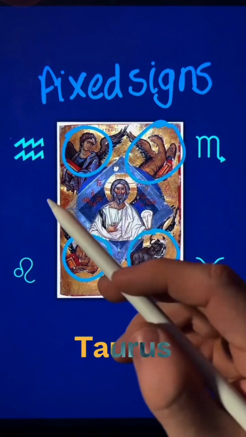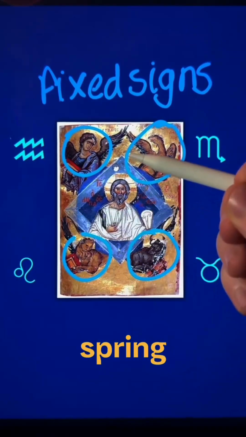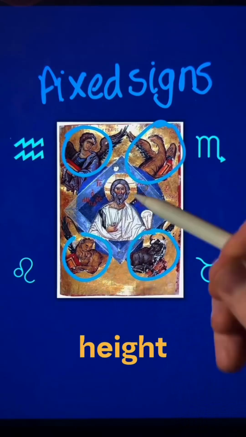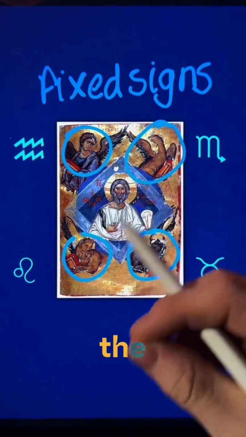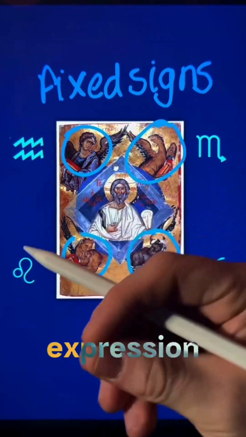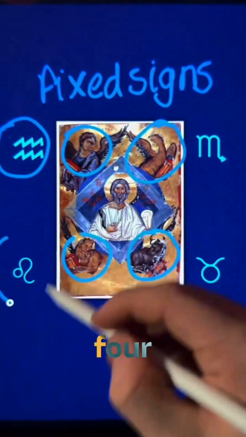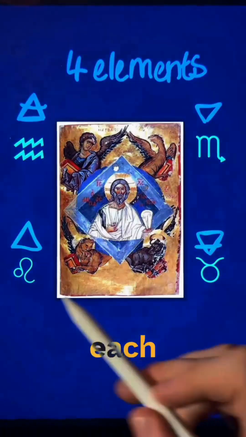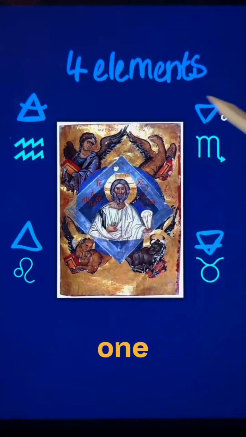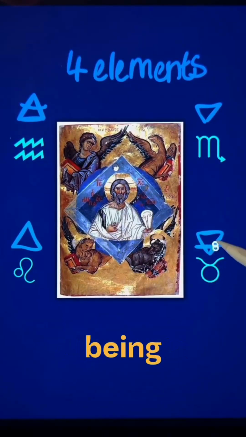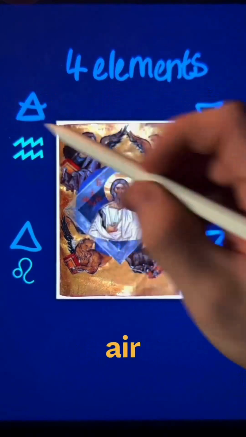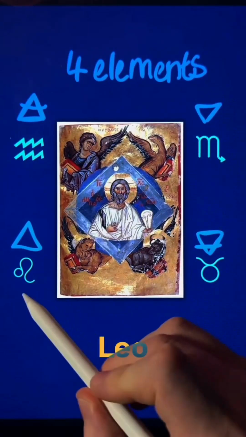For example, Taurus anchors the fullness of spring. Leo stabilizes the height of summer. They represent the purest and most powerful expression of each of the 4 seasons of the sun. Each one of the signs is associated with one of the 4 elements, Taurus being earth, Aquarius being air, Scorpio being water, Leo being fire.